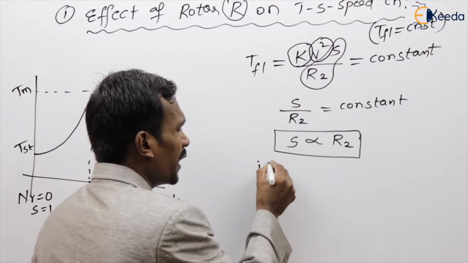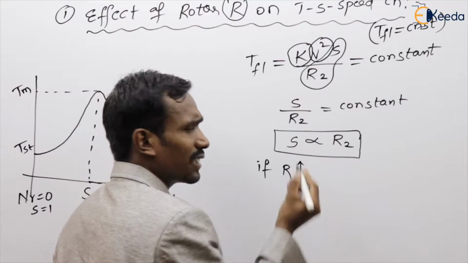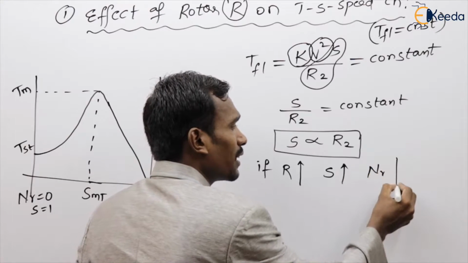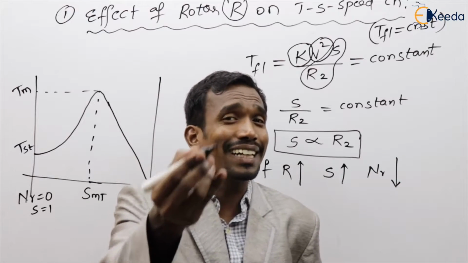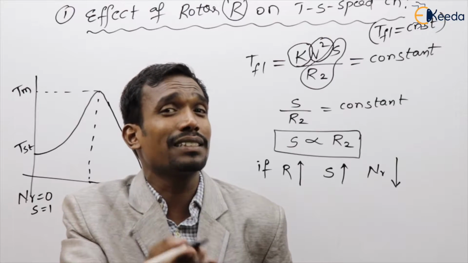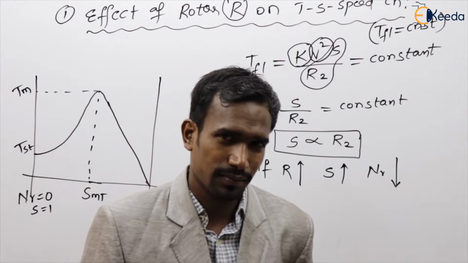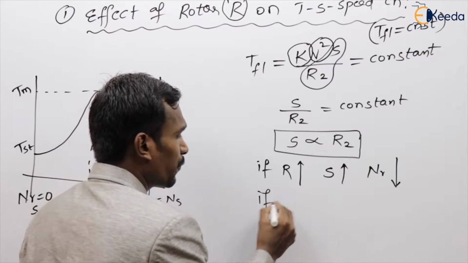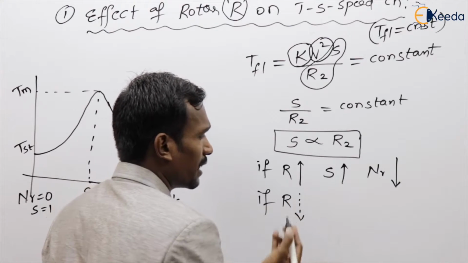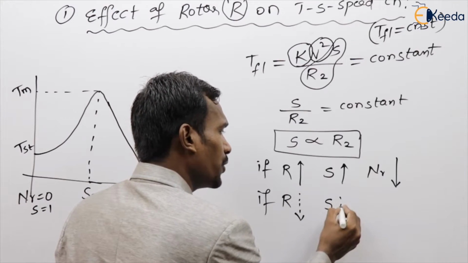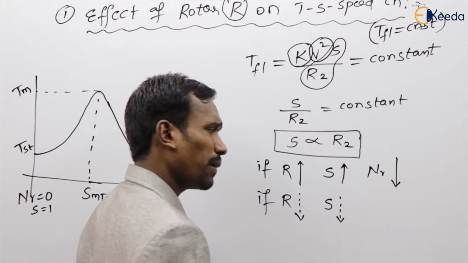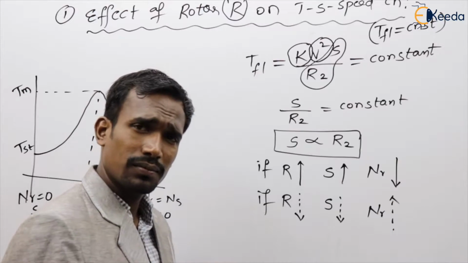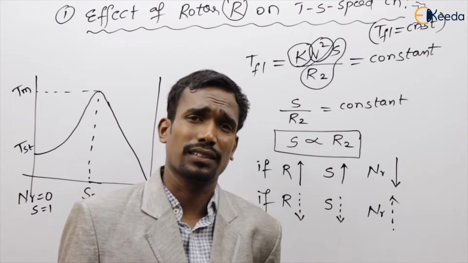For example, if rotor resistance increases, slip also increases. If slip increases, the rotor speed reduces. We know that already, yes or no? Slip and speed are inversely proportional to each other. So, if rotor resistance reduces, slip also reduces, and if slip reduces, speed increases.